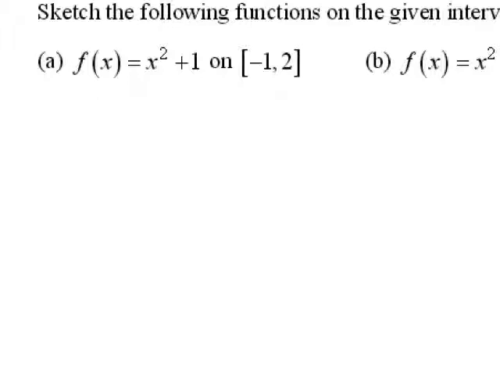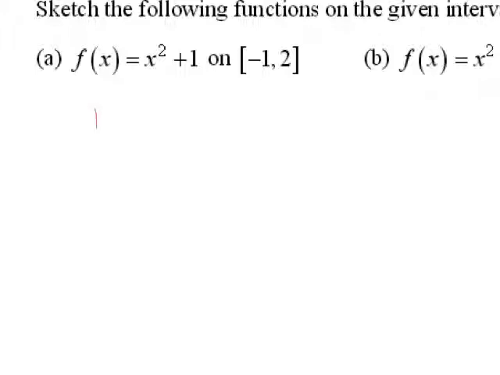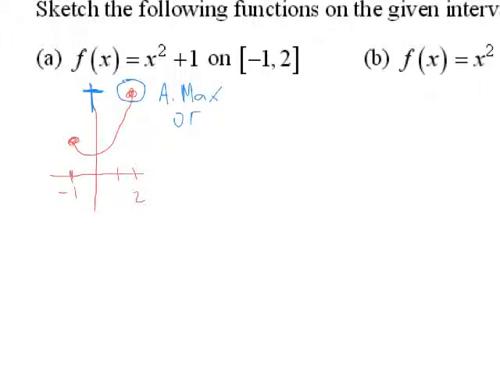Okay, in example 2a, we must first graph the given function, and then we can talk about the extrema. So what we have here is a parabola that has been shifted up 1 unit, and we have a restricted domain. Looks like we go from -1 to 2. And once we draw our graph, we can see there is an absolute maximum. So we have an absolute maximum of, looks like 5. So absolute max of 5 at x equals 2.